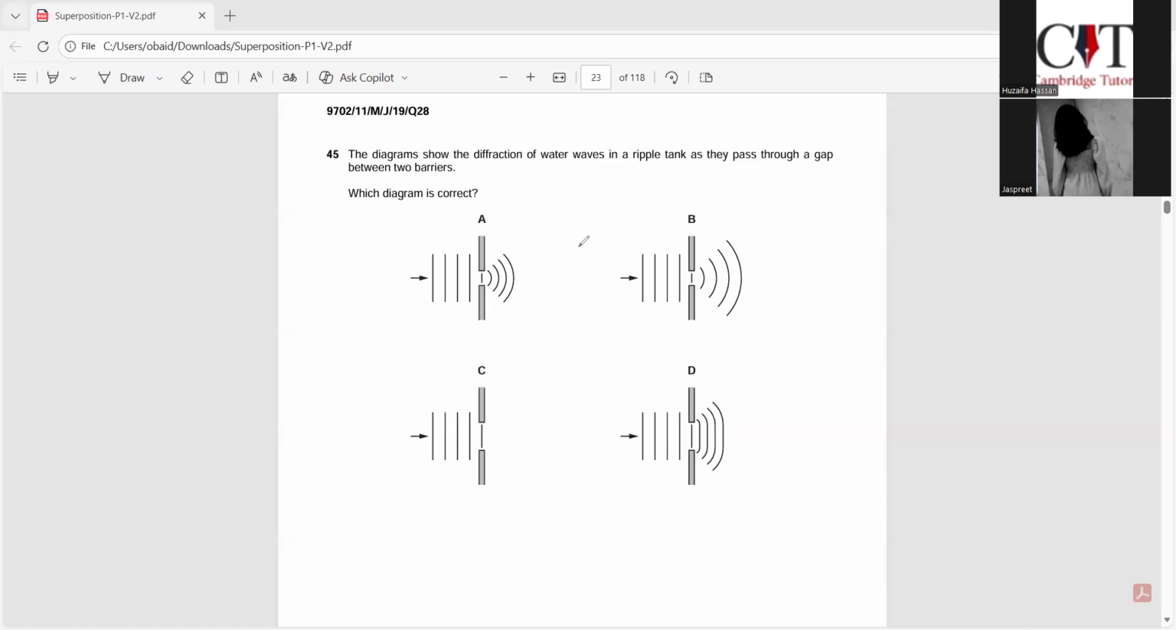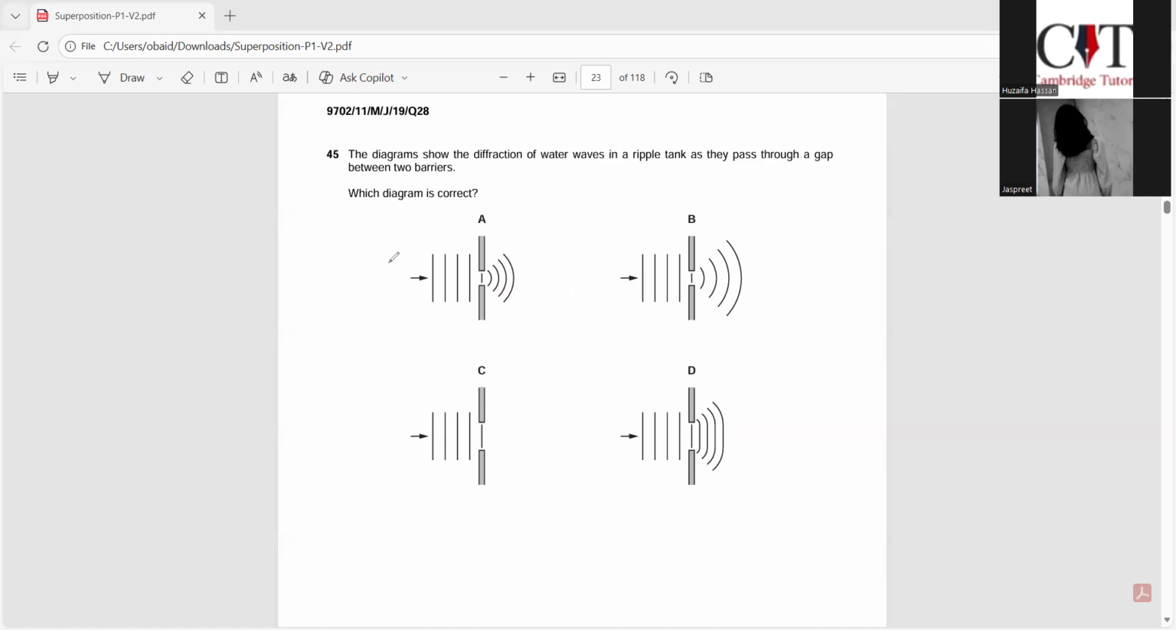In part A, the waves are being diffracted, but you can see that they are not being diffracted almost all over the place. It is being in a constant path, like a very short path. Yes or no? Yes.